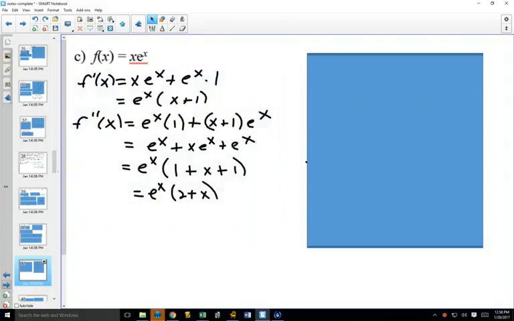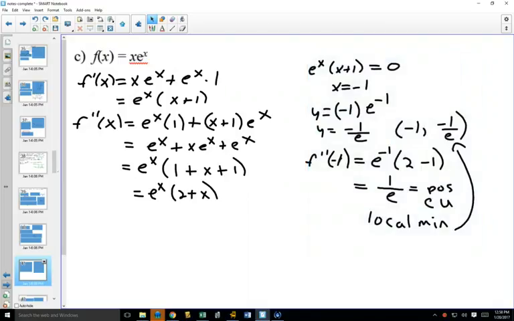There's our first and second derivatives, simplified. And then the only place that the first derivative is equal to 0 is at -1. So your point is -1 comma -1 over e. And at -1, your second derivative is positive, concave up, which means if it's concave up and you have a point on there, again, I always like to draw the picture, because if it's concave up and you have a point on there, what does that mean? It has to be a minimum.